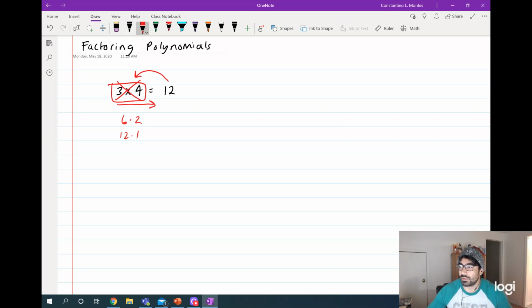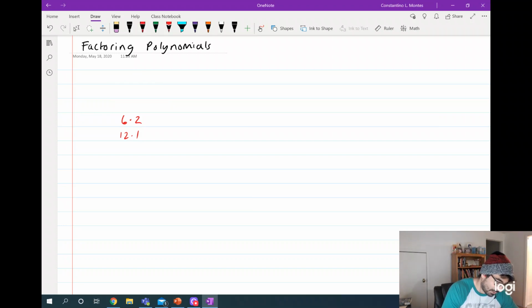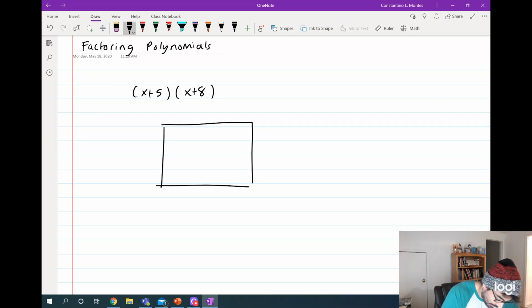Let me scroll over here. I got my example. Let's take a look at what we did last week first. Remember we had the area model. Let's say we had x plus 5 times x plus 8, and we used what we called an area model or box method.